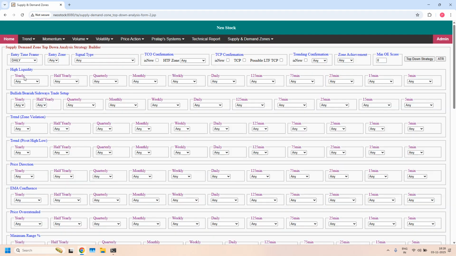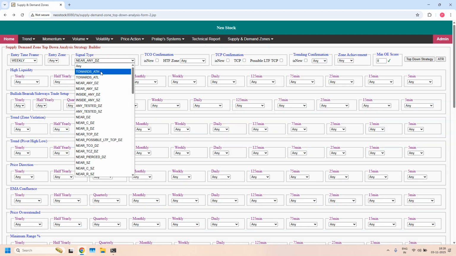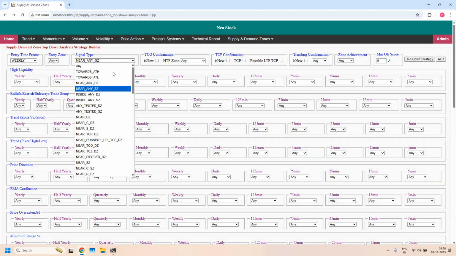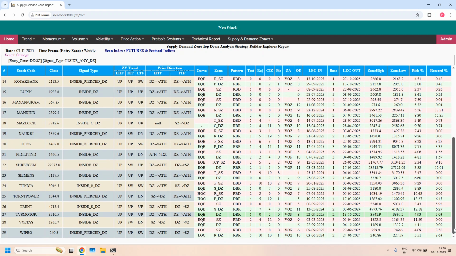Okay, next time frame is weekly. Stocks near to the weekly demand zone, we got 10 stocks. Next, stocks near to the weekly supply zone, we got 11 stocks. Okay, next, price closed inside the weekly demand zone, first 17 stocks in the list. Scrolling the list down, total 29 stocks.